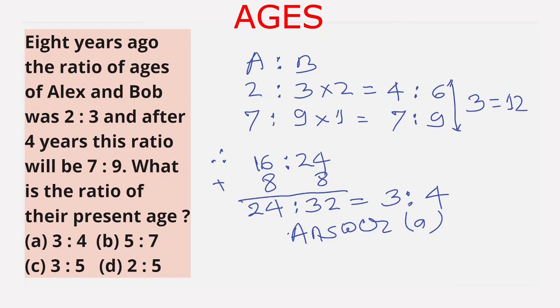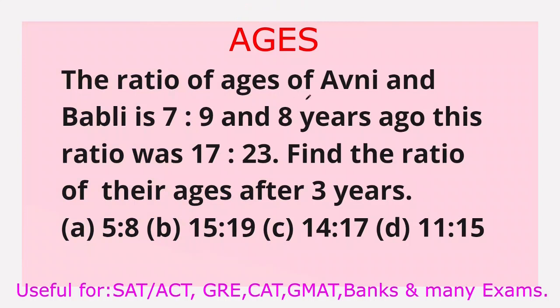We go to the next question. The ratio of ages of Avani and Bubbly is 7:9, and 8 years ago this ratio was 17:23. Find the ratio of their ages after 3 years. The given options are option A 5:8, option B 15:19, option C 14:17, option D 11:15.